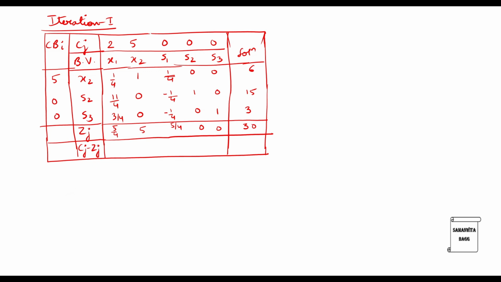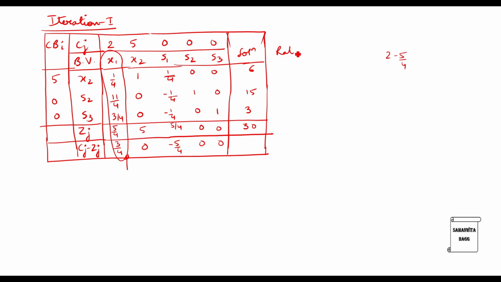Now Cj minus Zj is going to be 2 minus 5 by 4. So this is 8 minus 5, that is 3 by 4. This will be 5 minus 5, 0. This is 5 by 4, so minus 5 by 4. This is 0, 0. Now Cj minus Zj should be less than or equal to 0. These three are less than or equal to 0, good enough. But this is still positive, so you have not reached optimality. You have understood that x1 is now going to enter the solution.